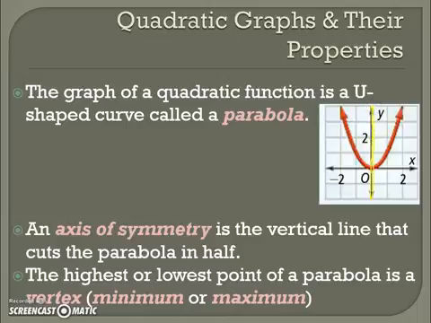It's perfectly symmetrical. The highest or lowest point of a parabola is called the vertex, sometimes called a minimum or a maximum. So the vertex lies on the axis of symmetry. Okay, the axis of symmetry goes through the vertex. It's the vertical line going through that particular spot.